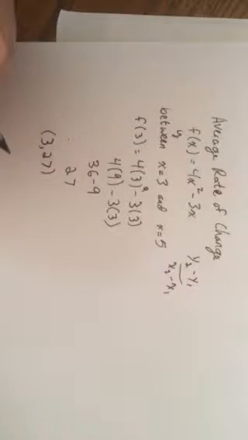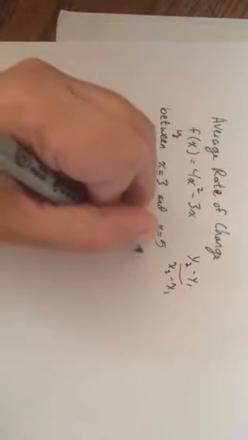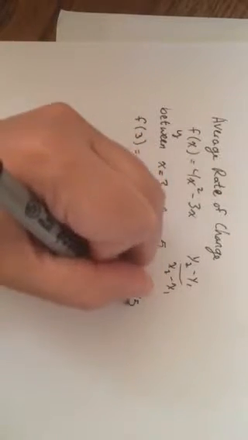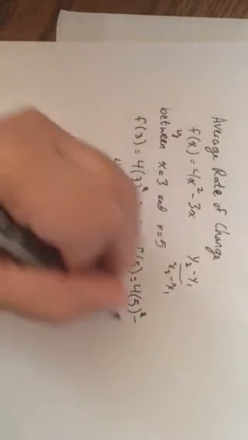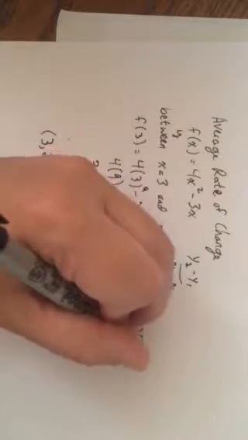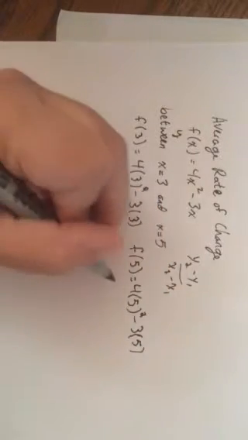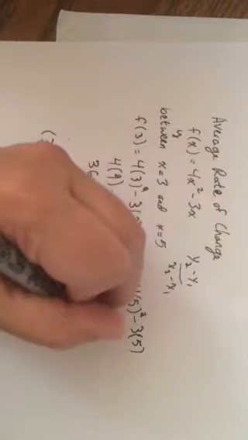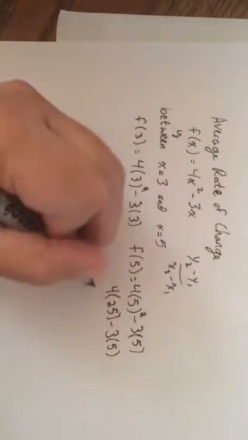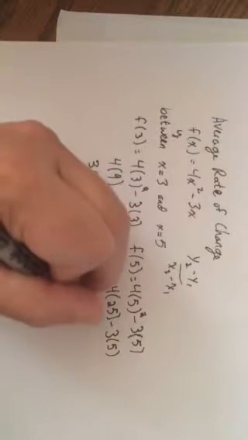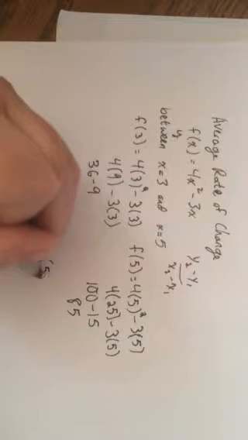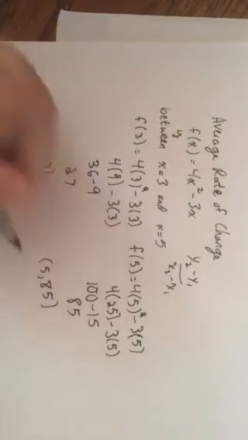Can do the exact same thing with my 5 and get f of 5 equals 4 times 5 squared minus 3 times 5. Again, order of operations, so 4 times 25 minus 3 times 5. 100 minus 15, 85. So 5 comma 85.